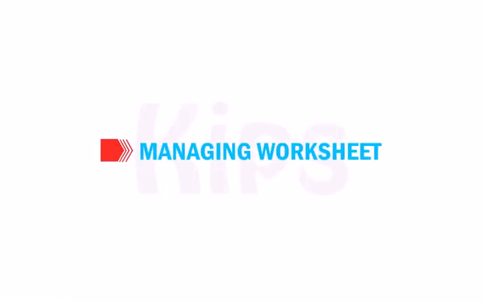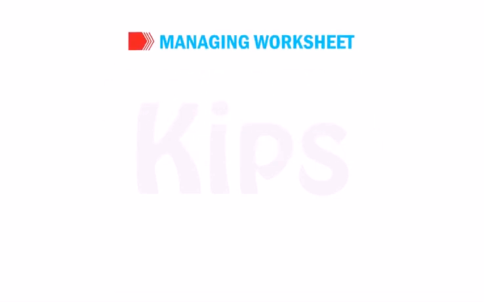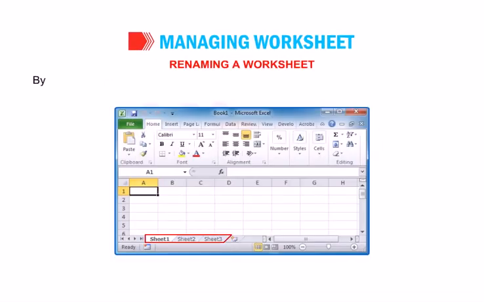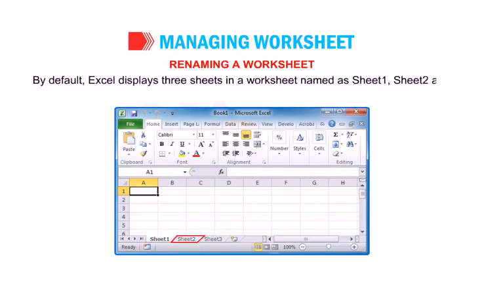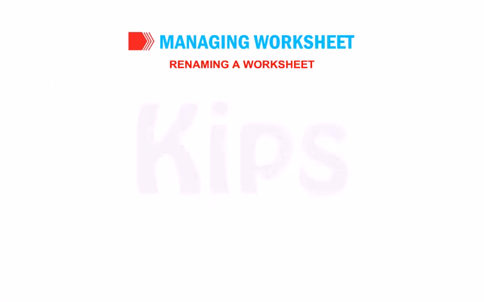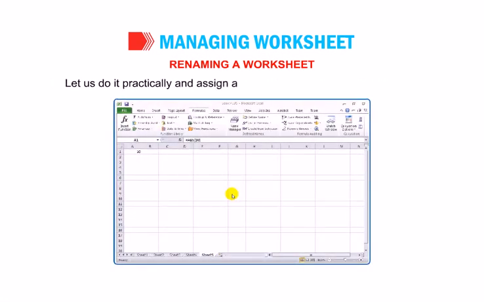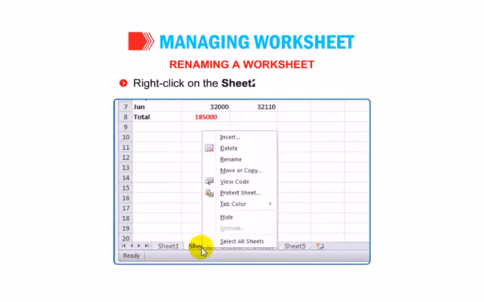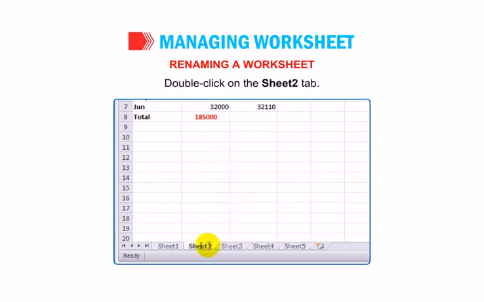Right, students, let us now understand how to manage a worksheet. Renaming a worksheet. By default, Excel displays 3 sheets in a workbook named Sheet 1, Sheet 2 and Sheet 3. But we can add as many sheets as we require and assign any name to them. Let us do it practically and assign a new name, KIPS, to the Sheet 2 tab. Right-click on the Sheet 2 tab in the worksheet. A shortcut menu will appear. Click on the Rename option or double-click on the Sheet 2 tab.